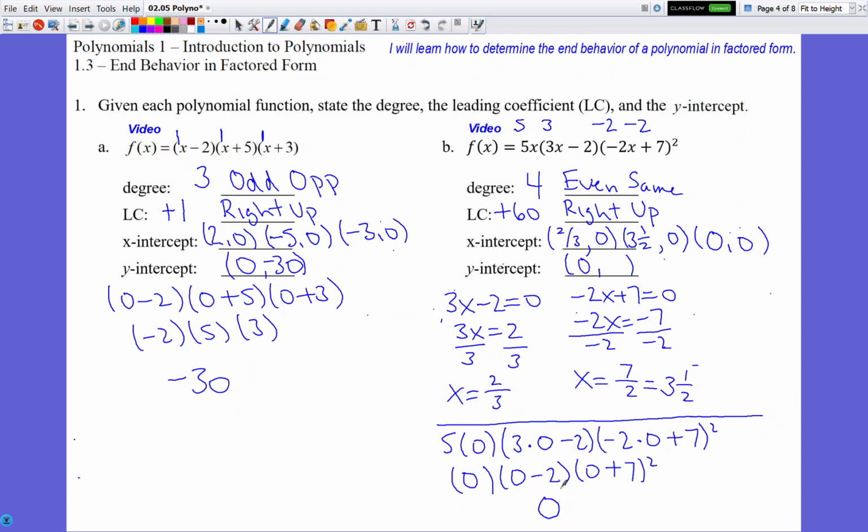So even if I have a 0 minus 2, this guy doesn't care. 0 times 0 minus 2 is 0. And I can have 0 plus 7 squared. This 0 in the very front doesn't care because when I multiply it, it's just going to cancel everything out. It's going to make everything 0. So I can have a string of 100 numbers that I'm all multiplying together. As long as one of my numbers is 0, my entire answer becomes 0. So my y-intercept is 0, 0.